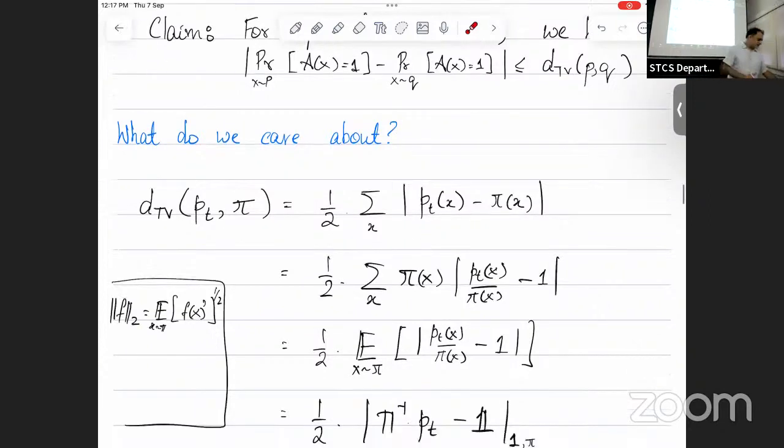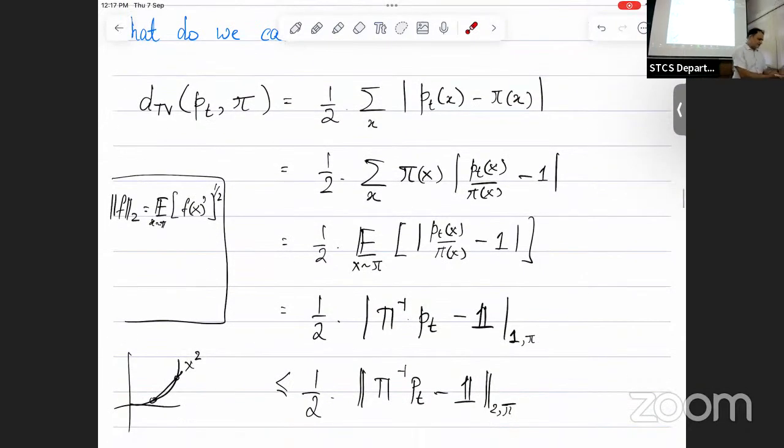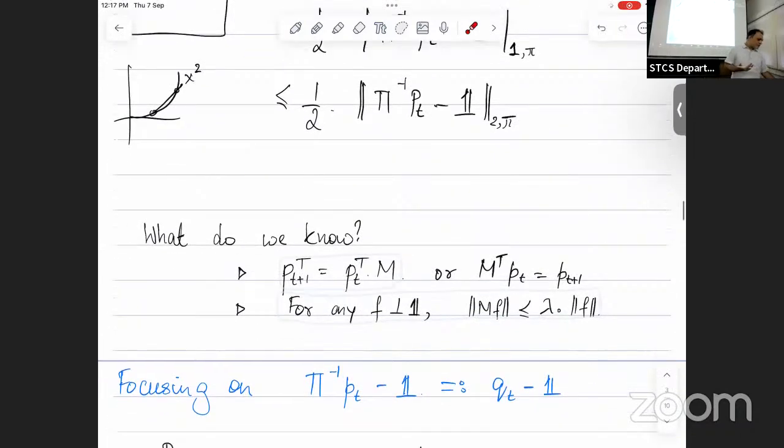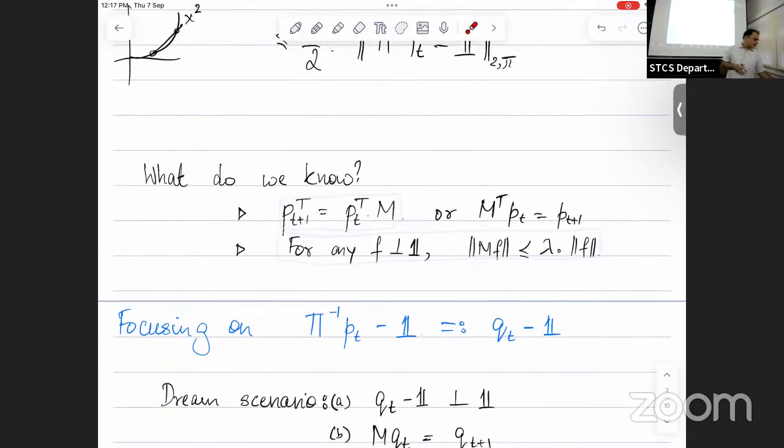And once we did that, we applied Jensen's inequality and started telling ourselves that we'll deal with the two norm rather than the one norm, because two norms are nicer behaved when it comes to these matrices and inner products and so on. And it just so happened that, surprisingly, there is justice in this world, and the things that we would like to happen seem to happen.